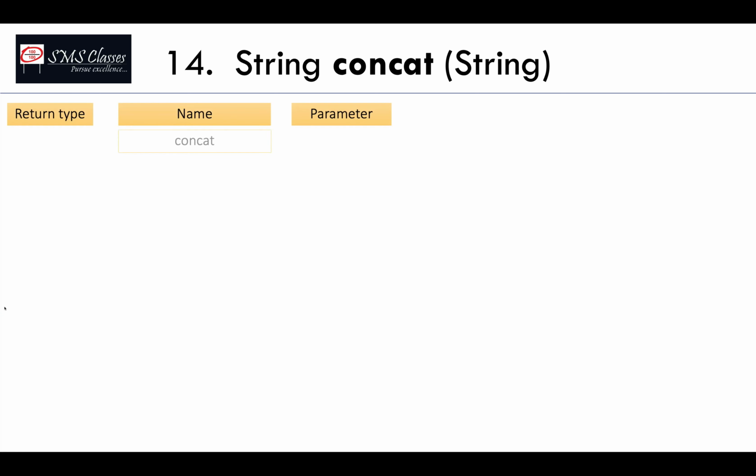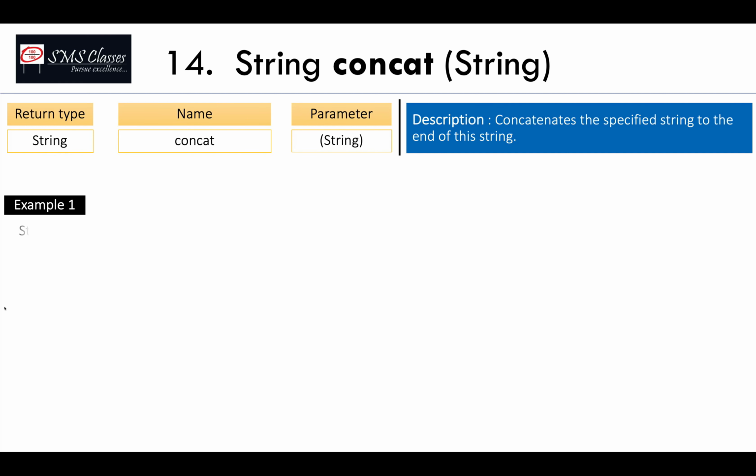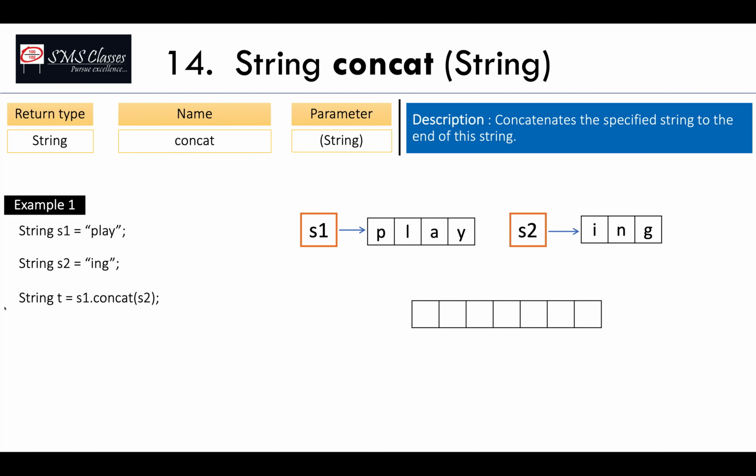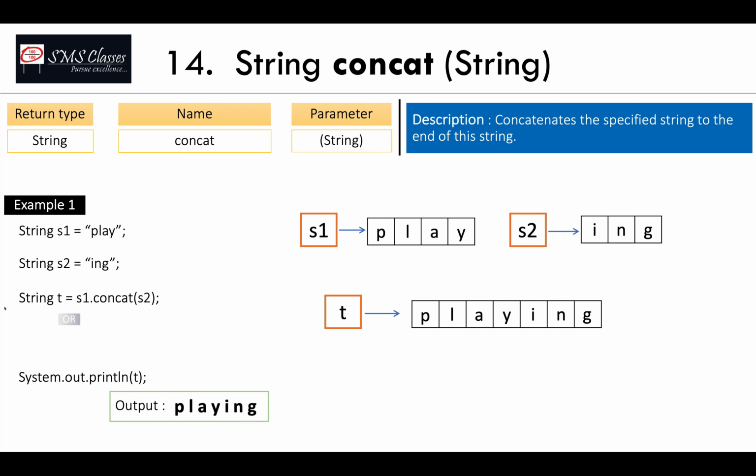The next method is concat. The parameter is string and the return type is string. It helps to concatenate two strings. If we take one string as "play", another string as "ing", s1.concat(s2) is going to merge both the strings and return you "playing", which is exactly the same as what s1 plus s2 will do. Basically, the plus operator on strings will act as concatenating two strings.